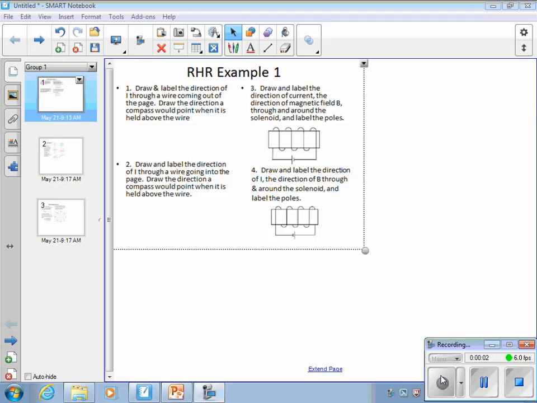All right, here's a What the Physics video. This one is on magnetism still. Specifically, we're going to be talking about the right-hand rule and maybe some applications about it.